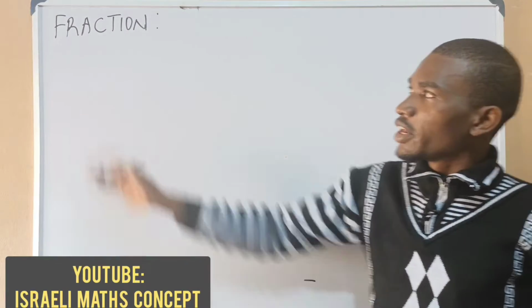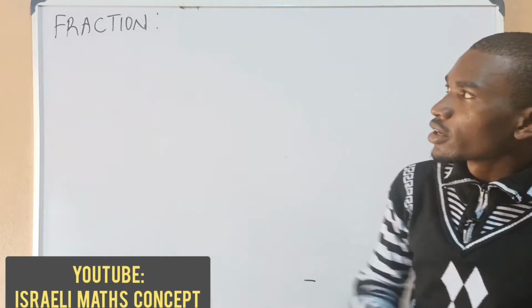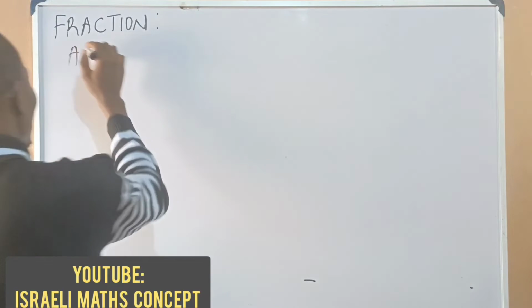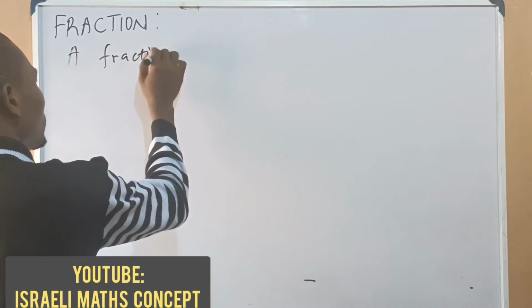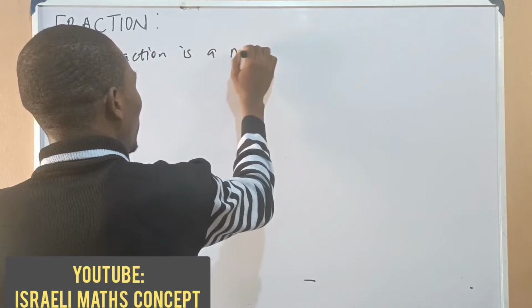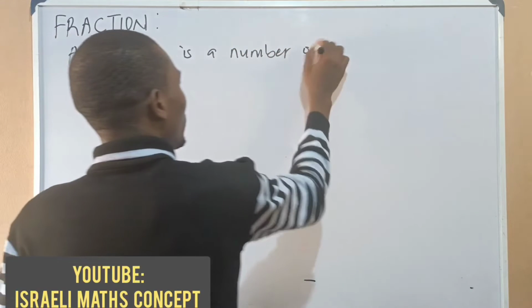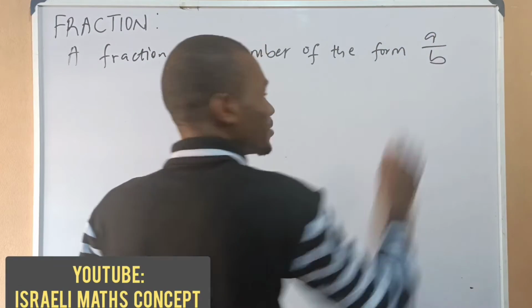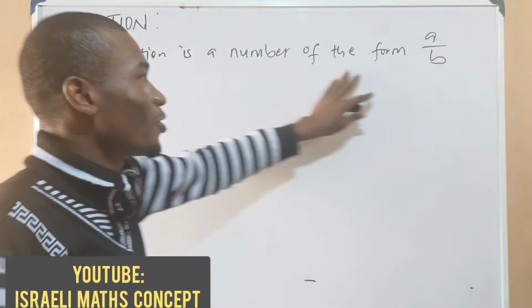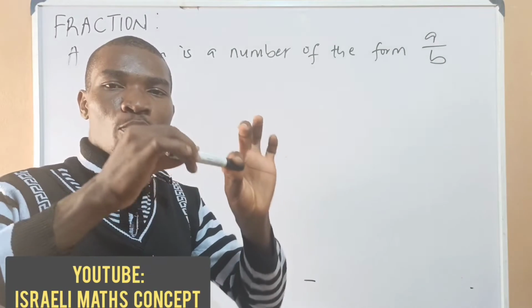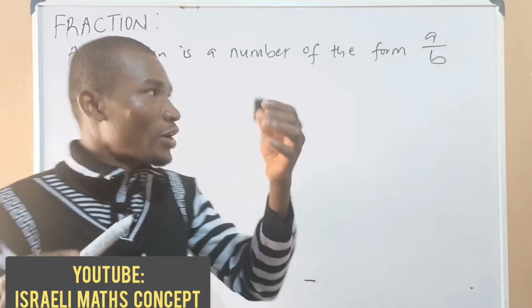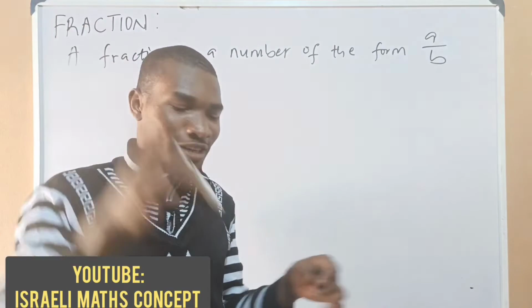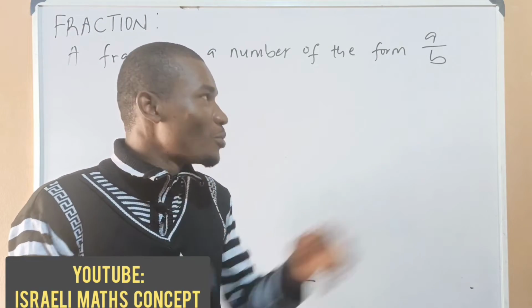Then if you are asked to explain or to give a definition concerning fraction, it is very simple. We say that a fraction is a number of the form a over b. A fraction is a number of the form a over b. Just like when I open this given marker, this cover could be the a and the one under, which is the b, could be this marker. So, but when I put them together, it is no more in fraction.